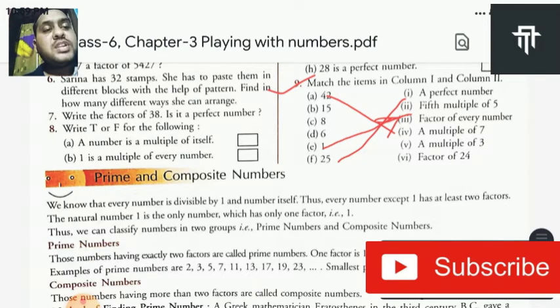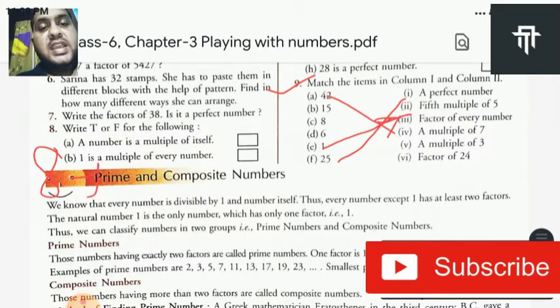So which one is not the multiple of 3? Either 6 or 15, both are the multiple of 3. And a multiple of 7 we have already solved. A multiple of 3, factor of 24. Next one is a perfect number. So first check which one, 8 or 6, is a perfect number.